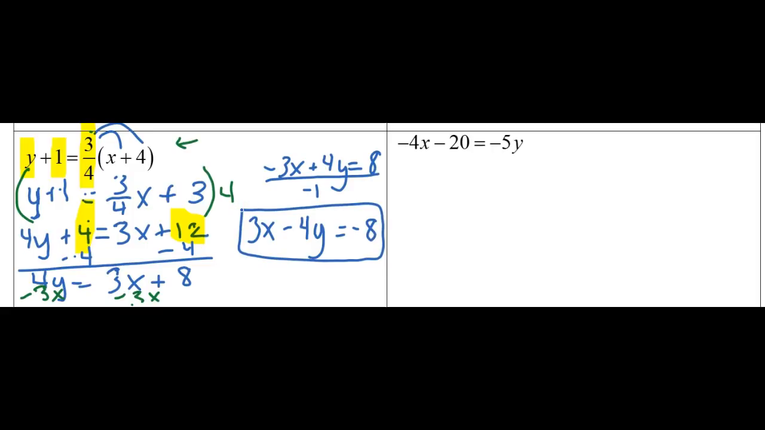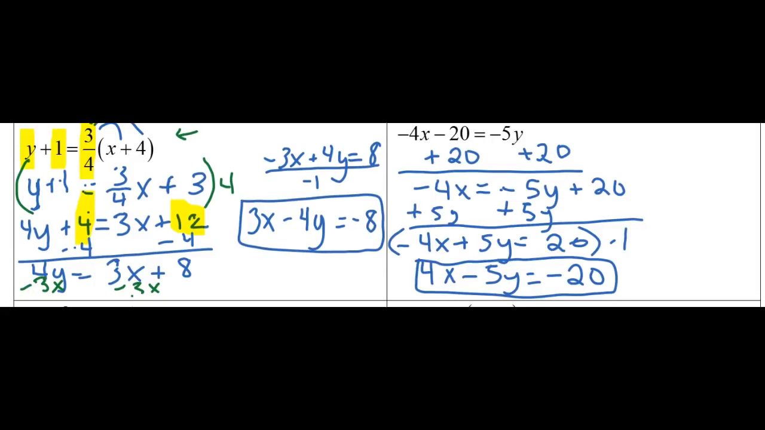All right, go ahead and write down the next problem, which is negative 4x minus 20 equals negative 5y. This here is just a rearranging format. Go ahead and pause the video and get this into standard form. Okay, for this problem, please note that there is different ways you could have rearranged it. The first thing I did is I added my constant term of 20 to the right side of the equation. Then I added 5y to the left side of the equation, which gave me negative 4x plus 5y equals positive 20. Then I multiplied everything by negative 1 to make sure a was positive to get 4x minus 5y equals negative 20. All right, so let's move on to the next problems.